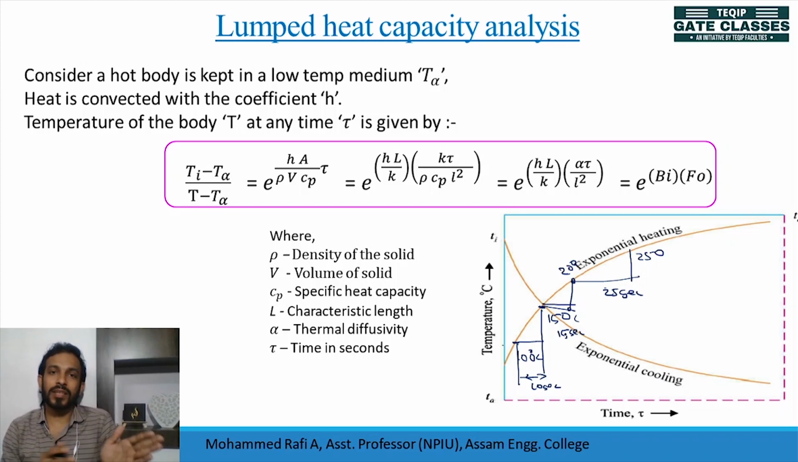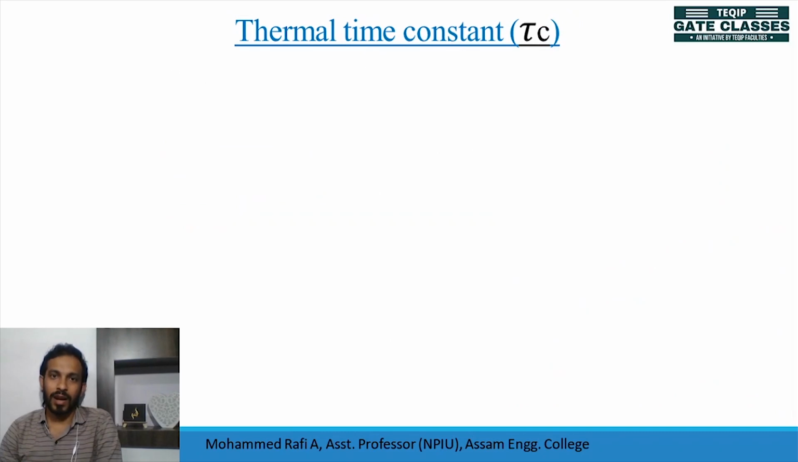That means the temperature gradient initially will be exponentially increasing for heating, or in the case of cooling, exponentially decreasing. How do you know? We already know from the expression, it is clearly visible. The temperature variation is exponential with time, asymptotic with time. So this is the overall discussion regarding the lumped heat capacity analysis. Now, one more parameter, which is called the thermal time constant.